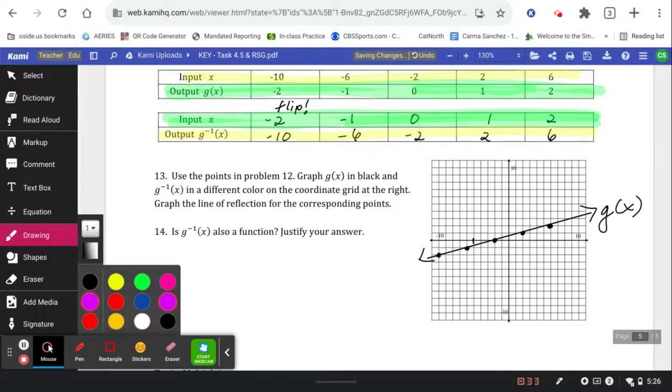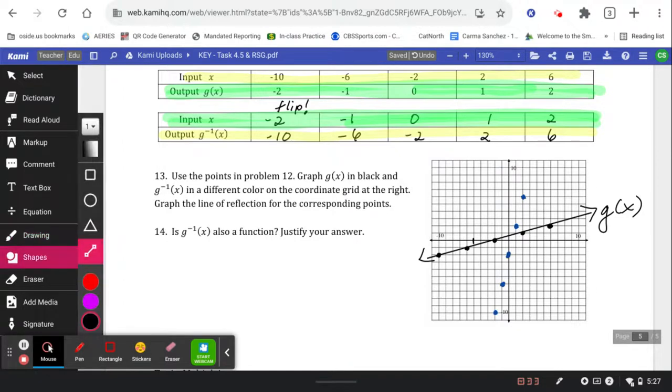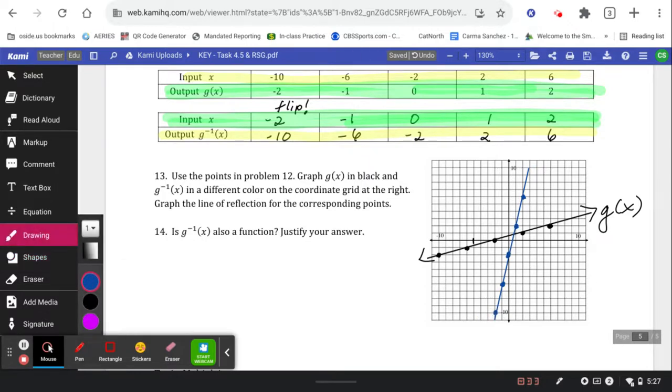Okay, choosing a different color. I'm going to go blue. Please draw in g of negative 1 of x. Negative 2, negative 10. Old dot, new dot, old dot, new dot. Negative 1, negative 6. 0, negative 2. 1, 2. 2, 6. Title this g of negative 1 of x.